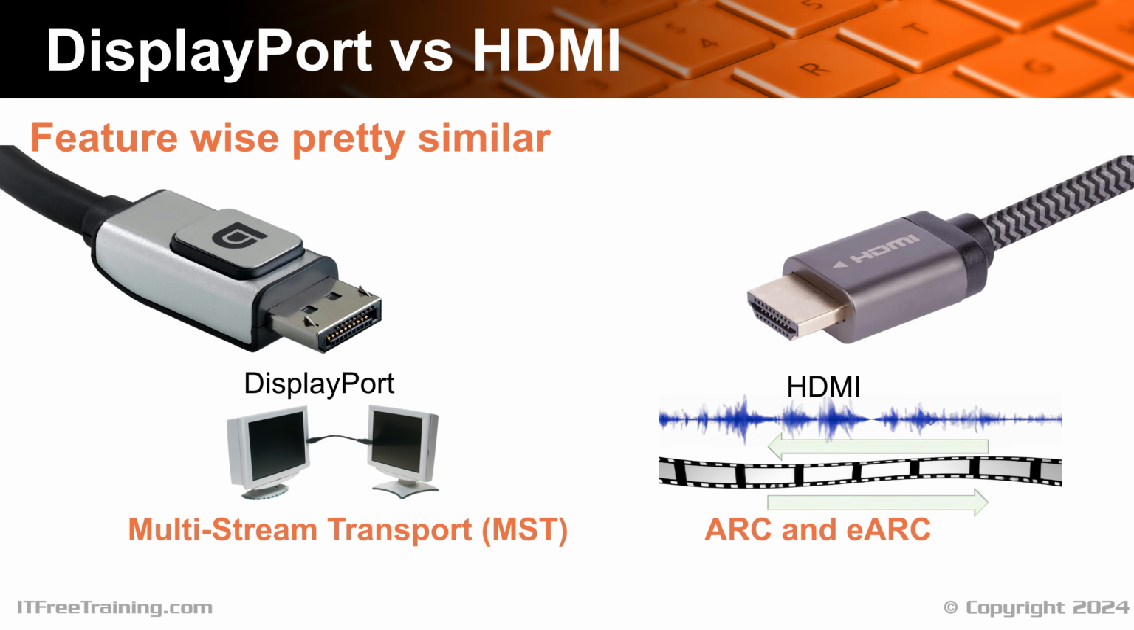HDMI supports ARC, whereas DisplayPort does not. ARC allows audio traffic to travel in the opposite direction to the video. This is useful in some situations, for example, when you have a sound system connected to your entertainment system. However, in some cases, the video will travel through the sound system to get to the TV. And in other cases, the sound will need to travel in the opposite direction to get to the sound system. HDMI supports both cases. DisplayPort does not have this feature.